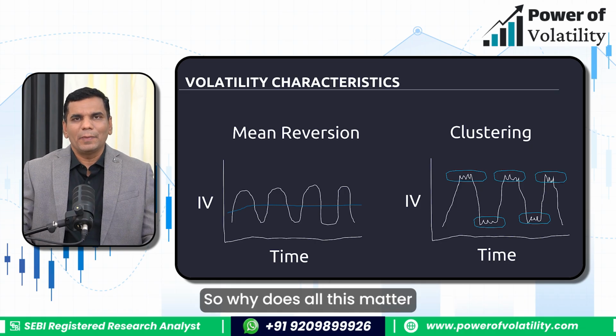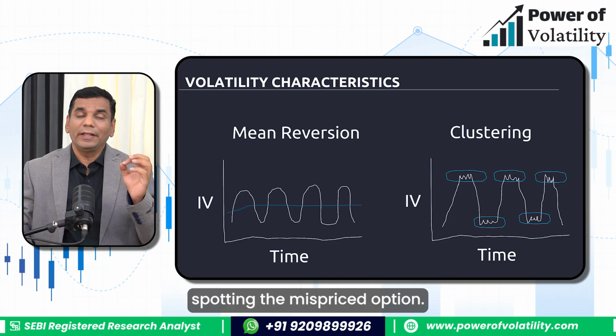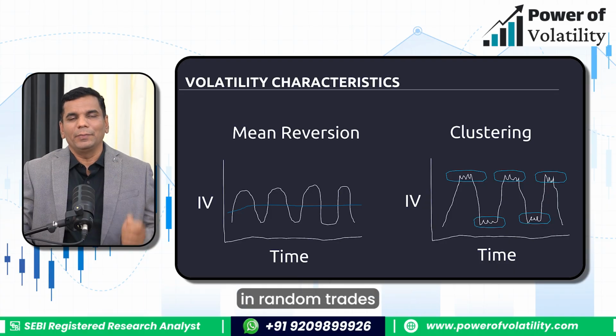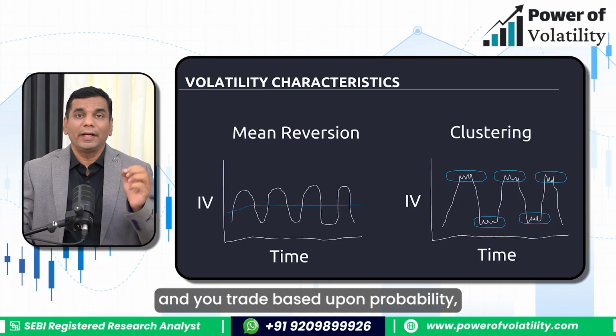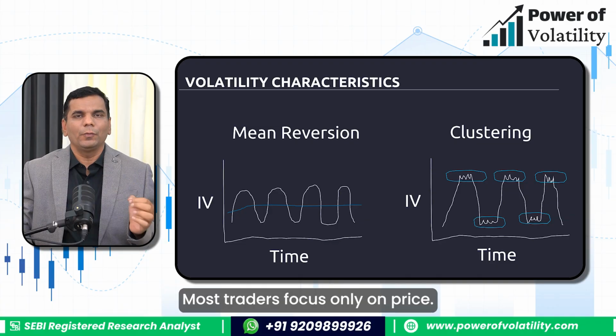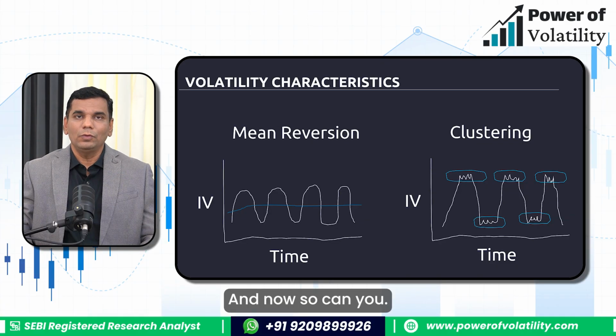So why does all this matter to you as a trader? Because when you understand mean reversion and clustering, you gain a real trading advantage. You start spotting mispriced options. You avoid getting caught in random trades. And you trade based upon probability, not prediction. So, final thought: most traders focus only on price, but the pros trade volatility. And now, so can you.